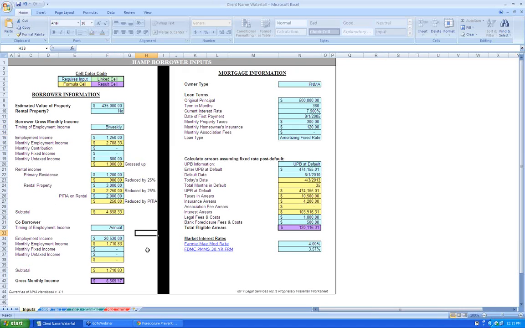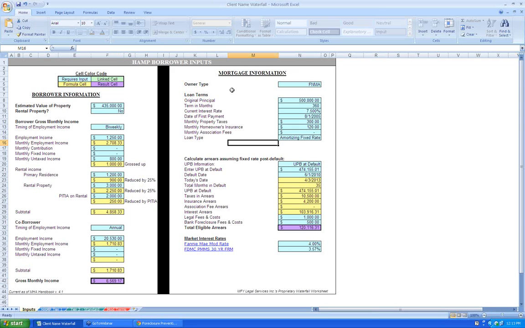biweekly. And down here, co-borrower income. If you have more than one person on the note, you can enter a little truncated version for the co-borrower. And it all totals up, and then this is the gross monthly income that's used in the majority of the HAMP calculations.